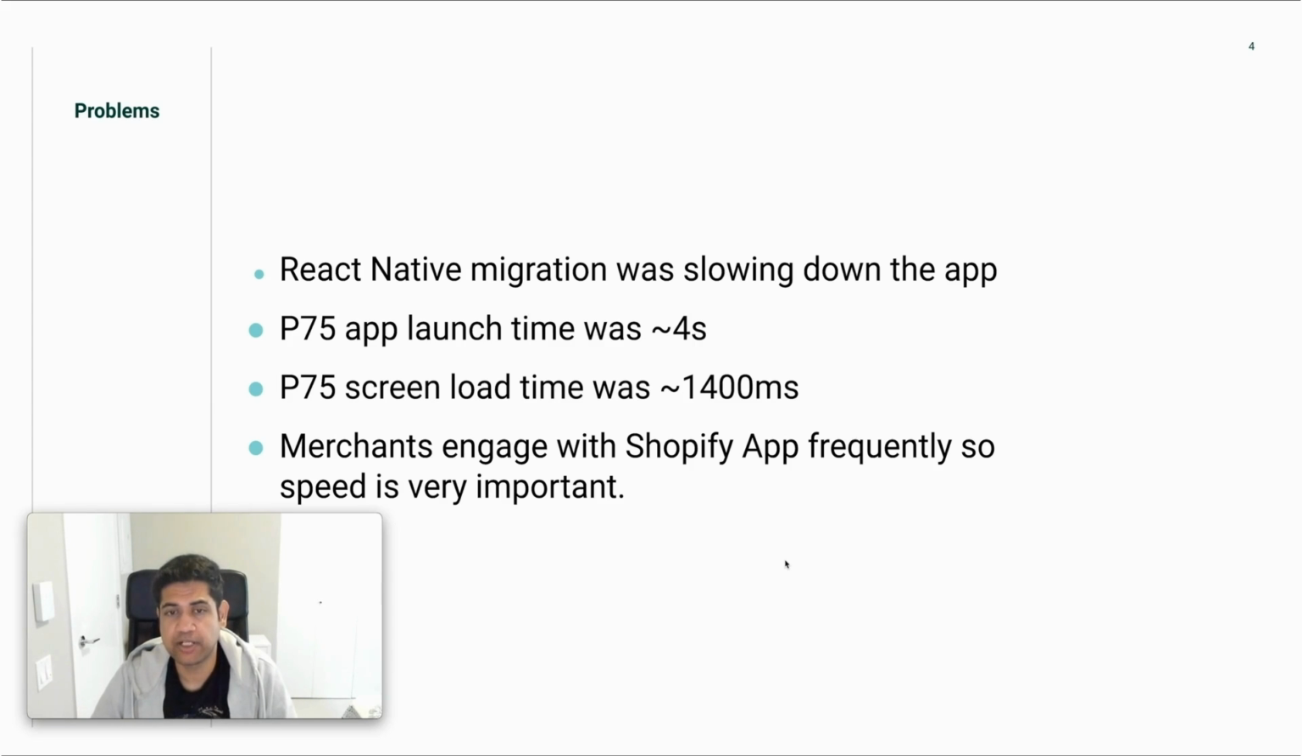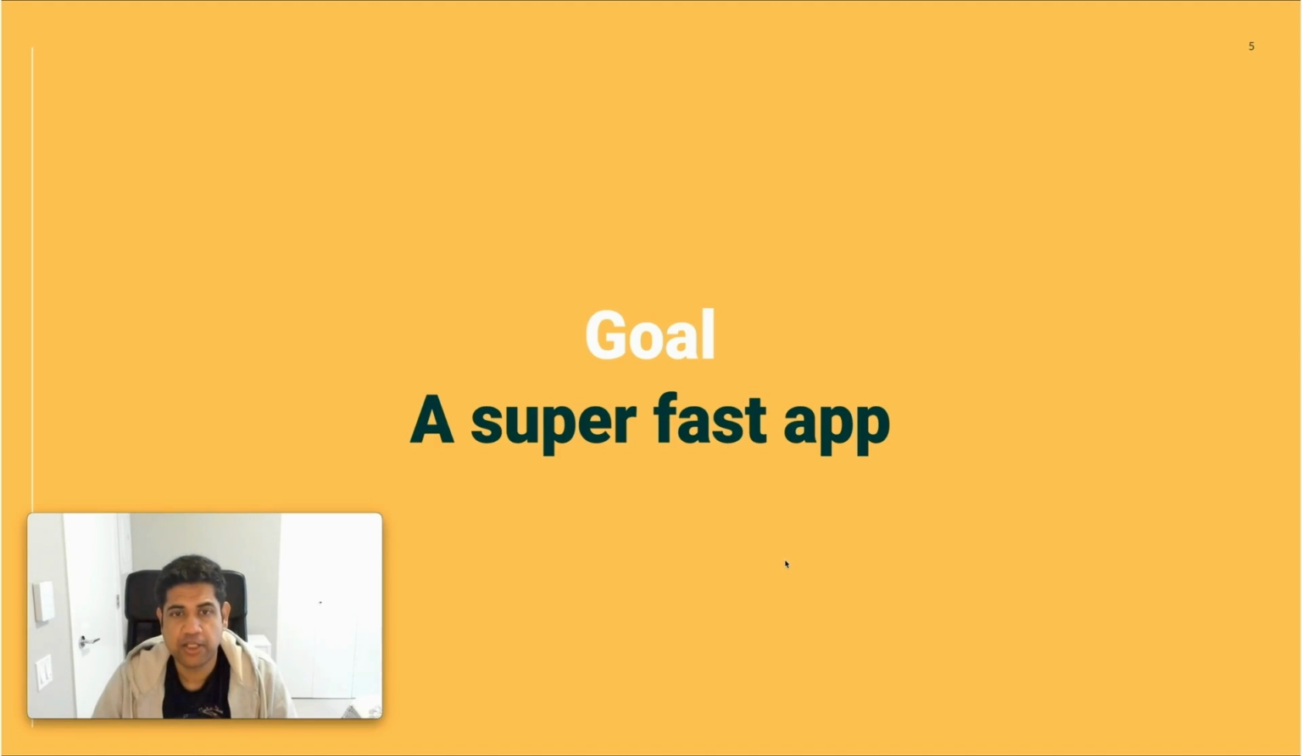And for those who might not be familiar with P75, let me give you a quick explanation. What this means is that if your P75 is 4 seconds, that means 75% of the users will have an experience like 4 seconds or better. And merchants engage with Shopify app very frequently. What that means is they come back to the app multiple times throughout the day, which means speed is very important.